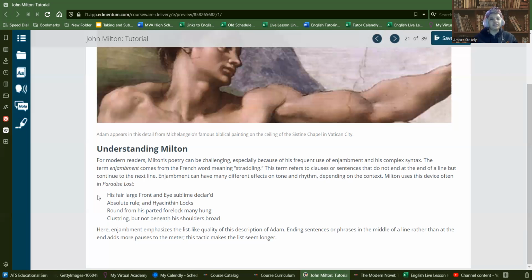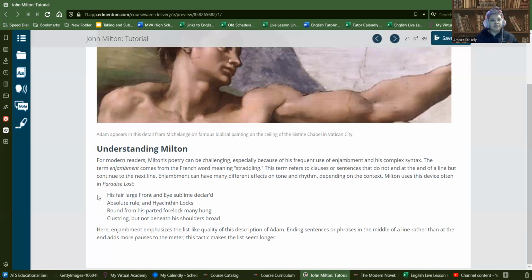So just to give you an example of that rhythm, I'm going to go ahead and read through this section, an example, and then we'll look at the explanation at the bottom. It says, this is from Paradise Lost, and it's describing Adam. So it says, "His fair large front and eye sublime declared absolute rule, and hyacinth locks round from his parted forelock many hung clustering, but not beneath his shoulders broad."